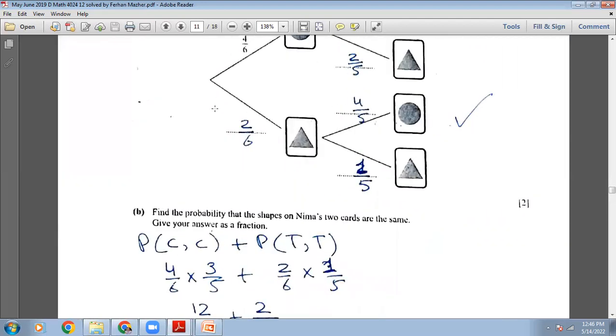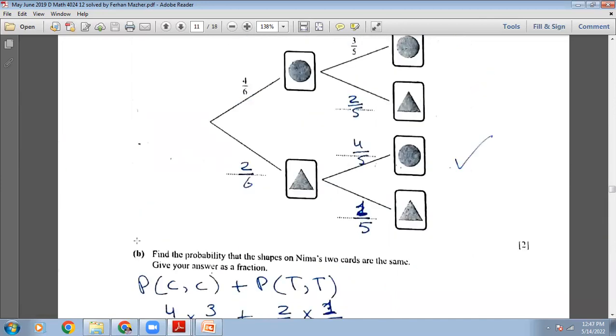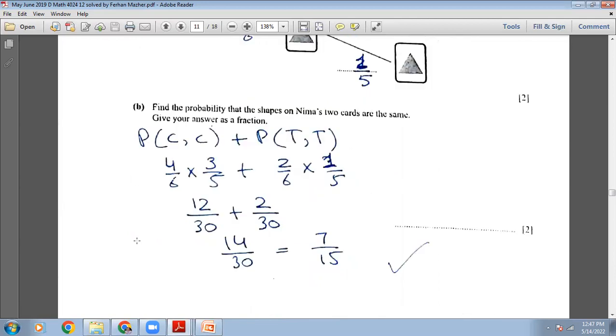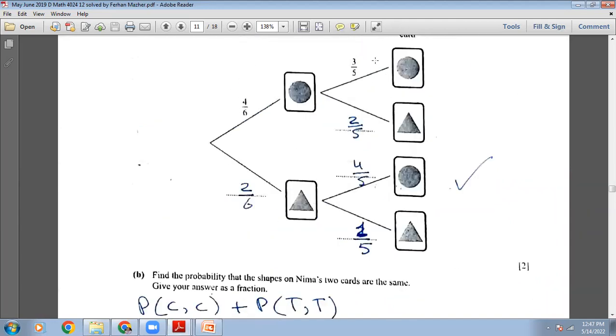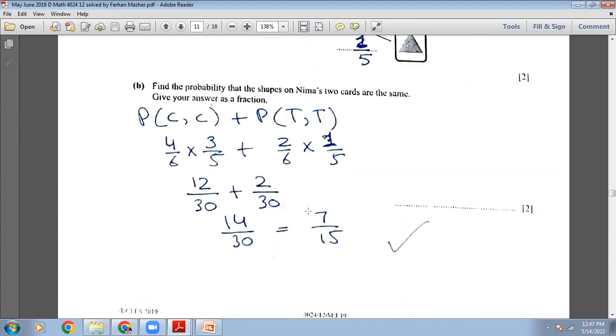He says, find the probability that the shapes on Nima's 2 cards are the same. There can be 2 things. Either you get circle, comma, circle, or you get triangle, comma, triangle. So we will find the probability of both these events, and we will add them up. Circle, comma, circle, its probability will be 4 by 6 multiplied by 3 by 5. You multiply these 2. And triangle, comma, triangle, so 2 by 6 multiplied by 1 by 5.